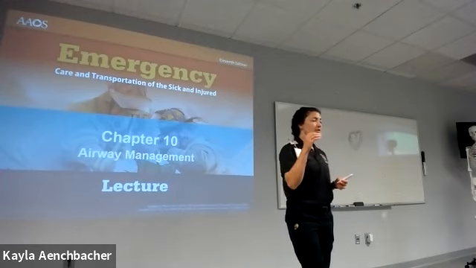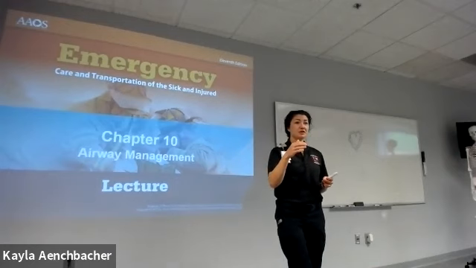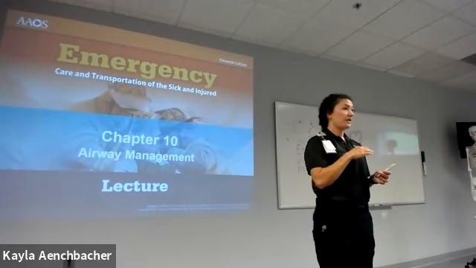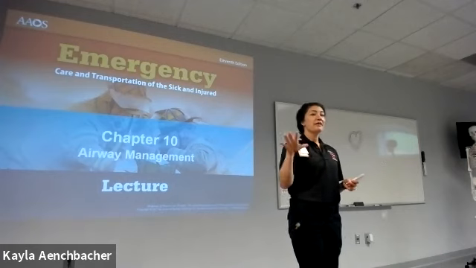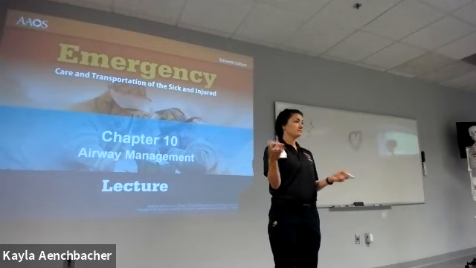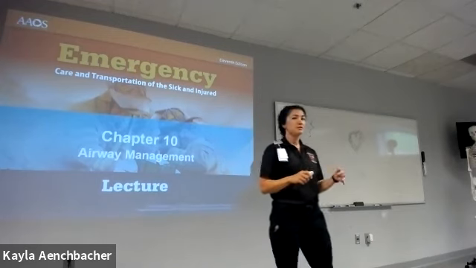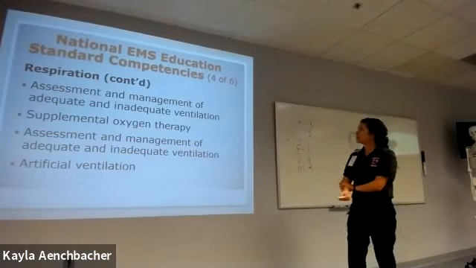Remember, when we were going through that checkoff sheet, airway, you're assessing if it's clear or not, right? You're going to place an adjunct if they need it, that breathing status. Depending on the presentation of your patient, you're going to give oxygen therapy. We're going to learn about the different ways you can do that today with this chapter.